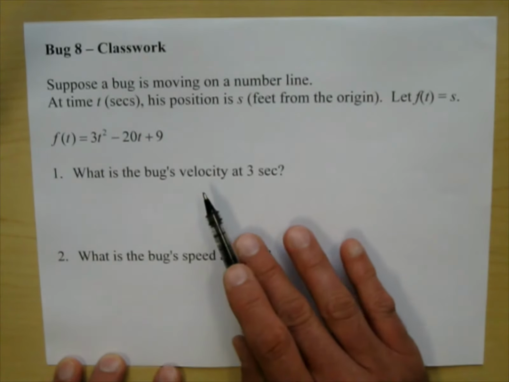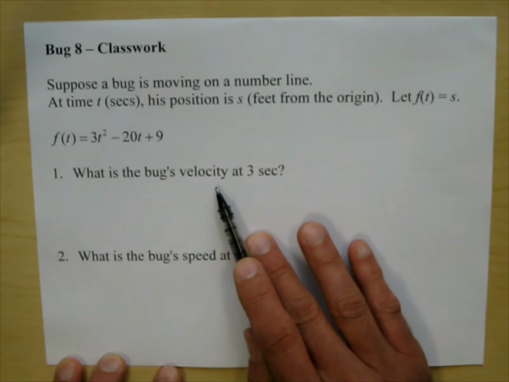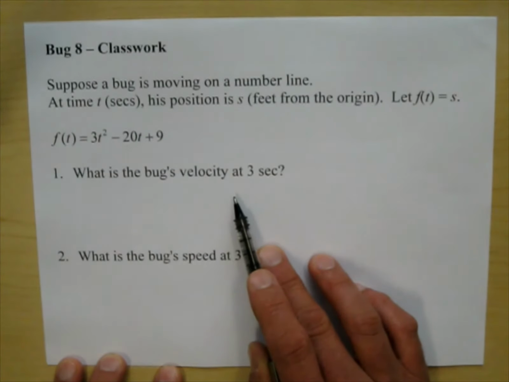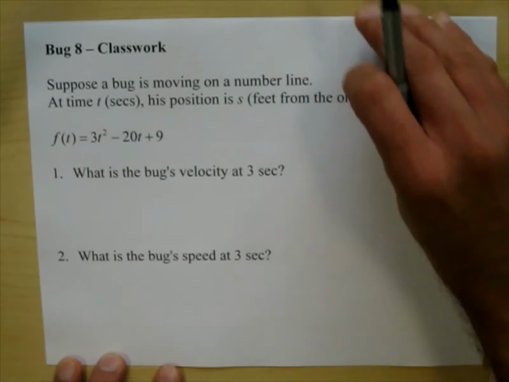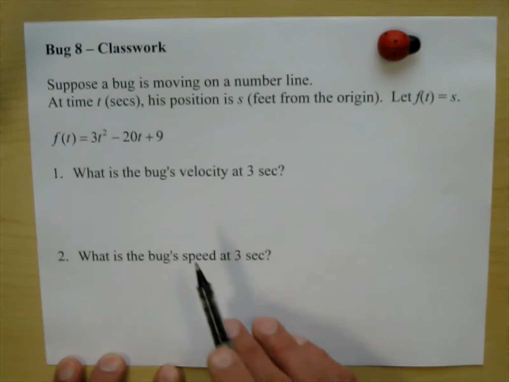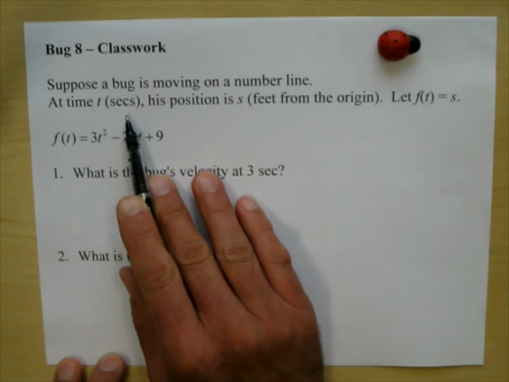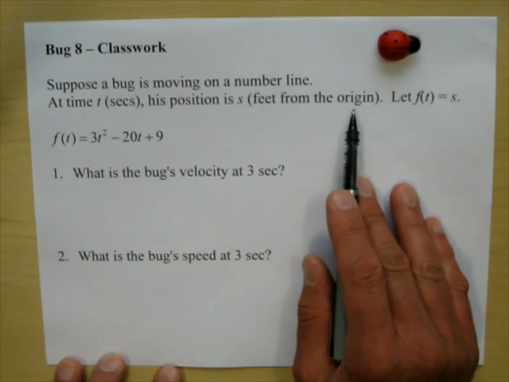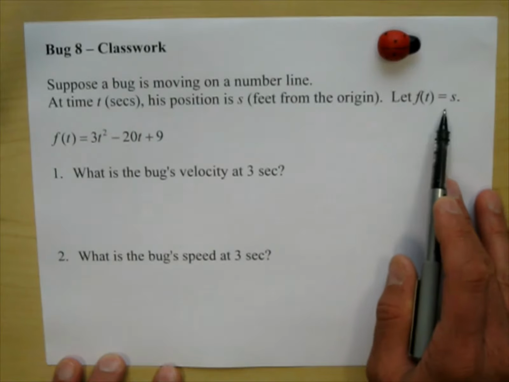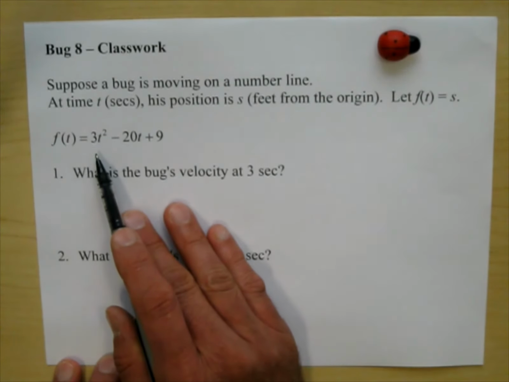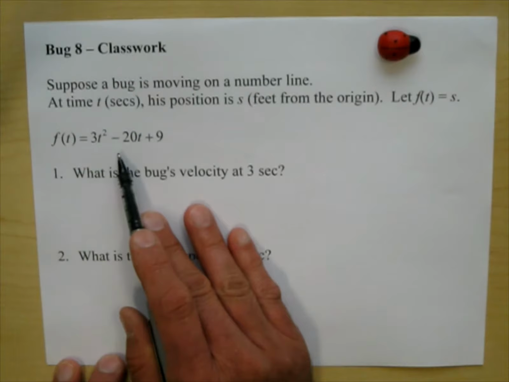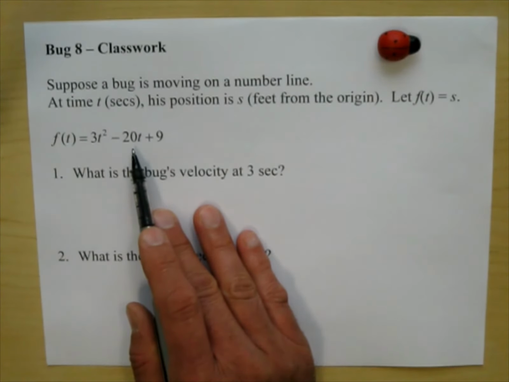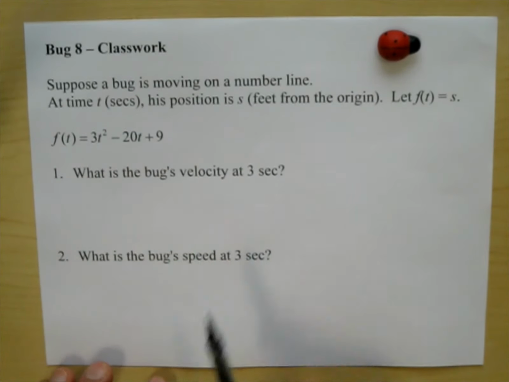So there is a difference between velocity and speed. So let's answer the first question. A bug is moving on the number line. There's the bug, and time is in seconds. His position is s, feet from the origin, and f of t equals s. So here's f of t, and it looks like another parabola. It's not the same one from bug 7. It's a different one. So what is the bug's velocity at 3 seconds?